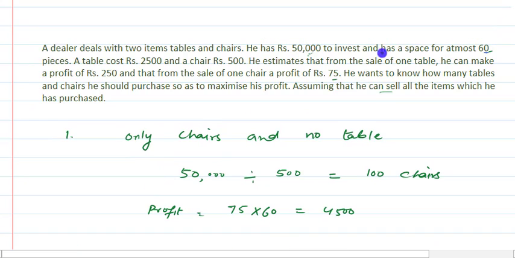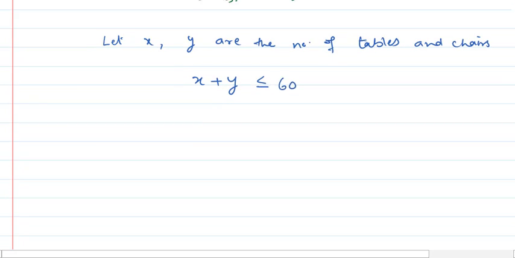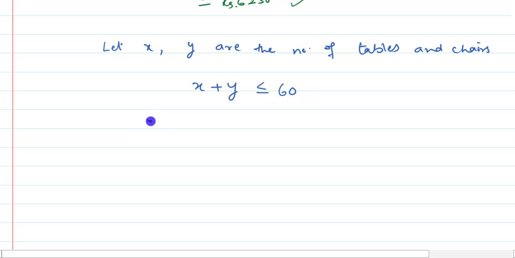Second one that we have, from here: the table costs rupees 2,500 and a chair rupees 500. So what does it mean? The cost of X tables will be 2,500X and the cost of Y chairs will be 500Y, and the total cost of these two should not exceed 50,000, because he is having a maximum of 50,000 rupees with him which he wants to invest. So the total amount should not exceed 50,000.